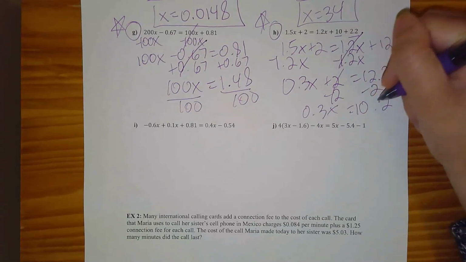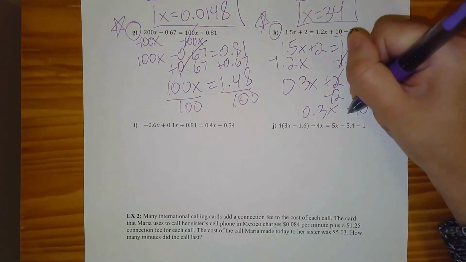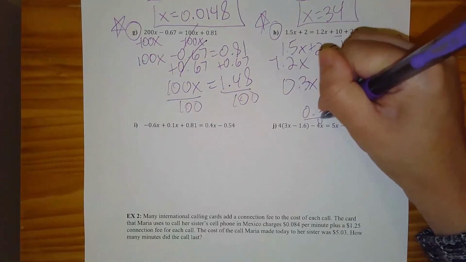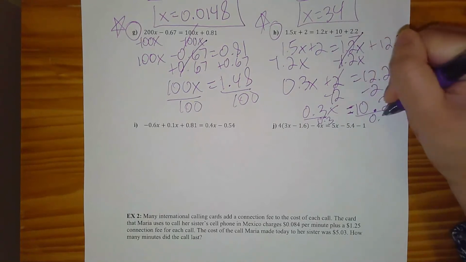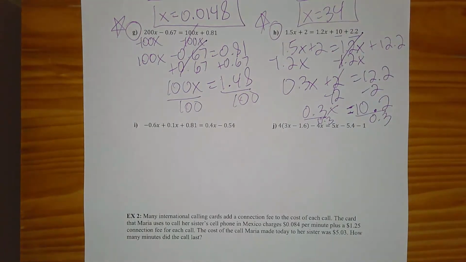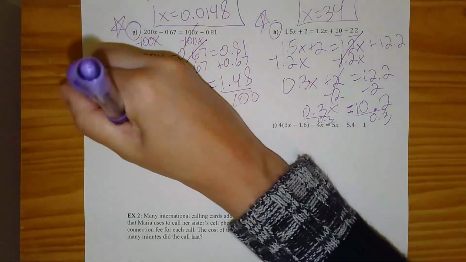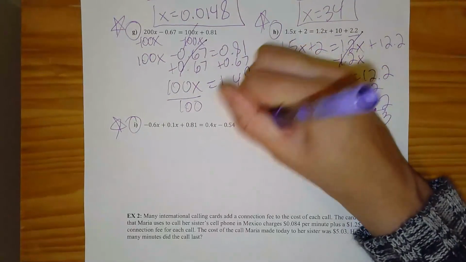So then I would have 0.3x equals 10.2. And last thing, I would just divide both sides by 0.3. And that's where x equals 30 comes from. Alright, we've got 2 more left, I and J. I'm going to let you guys try those last 2.